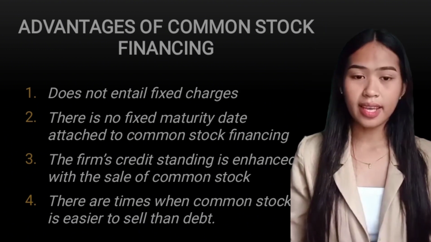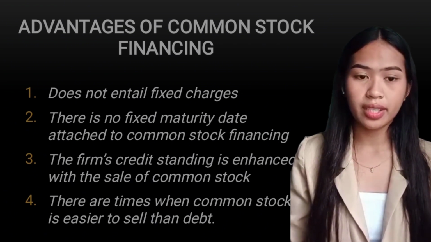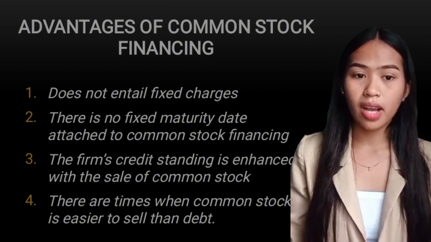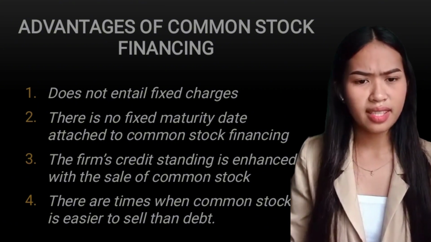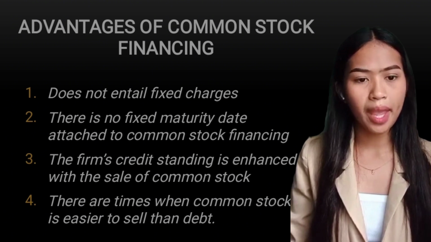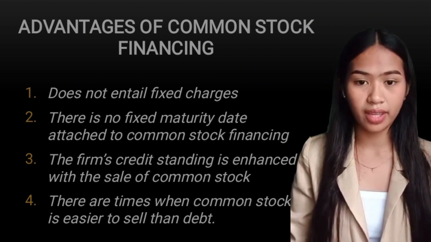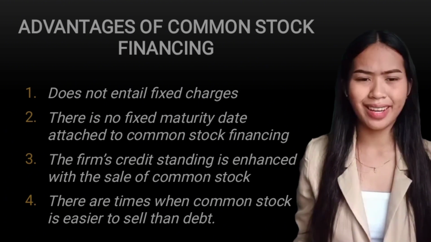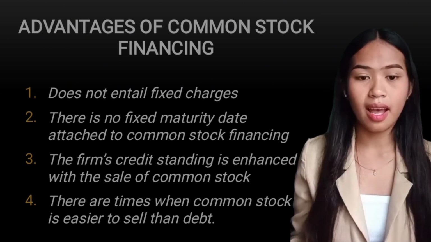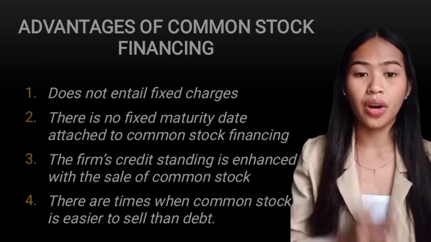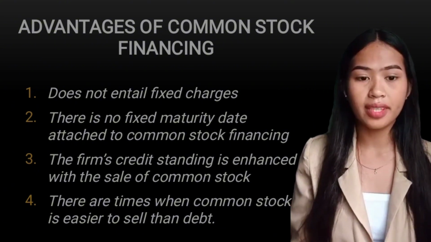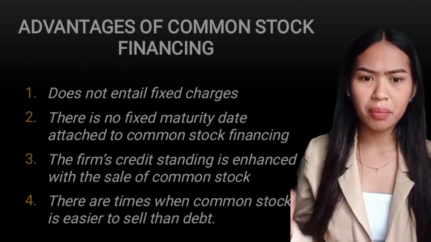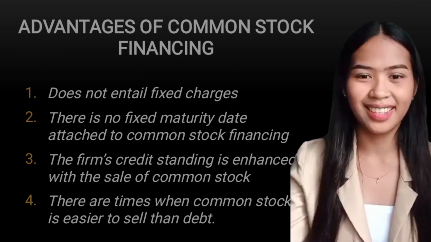Next, the second is there is no fixed maturity date attached to common stock financing. As a result, the company is not obliged to set aside a specific amount to pay back common stock on a specific date. So, common stock doesn't have a maturity date. This means that the company doesn't have to worry about repaying the value of the stocks at a specific time. It's like having a library book with no due date.